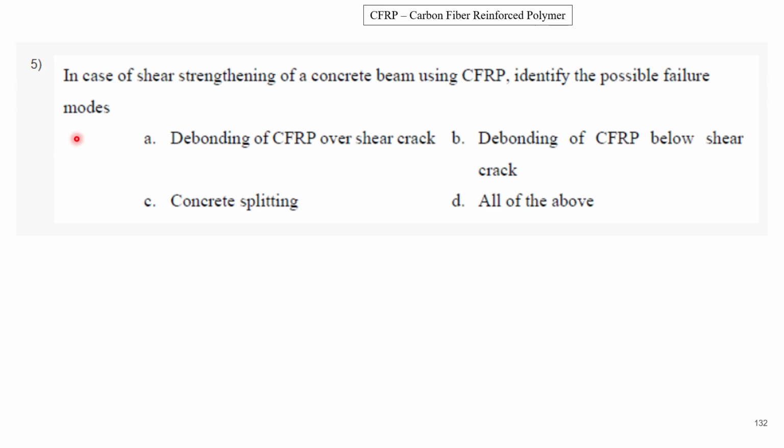Fifth question, in case of shear strengthening of a concrete beam using CFRP, which is carbon fiber reinforced polymer, identify the possible failure modes. A, debonding of CFRP over shear crack. B, debonding of CFRP below shear crack. C, concrete splitting. Or D, all of the above. So which is the correct option?